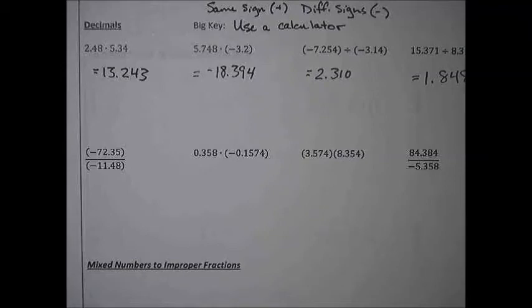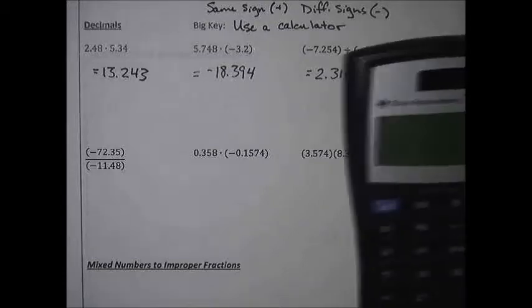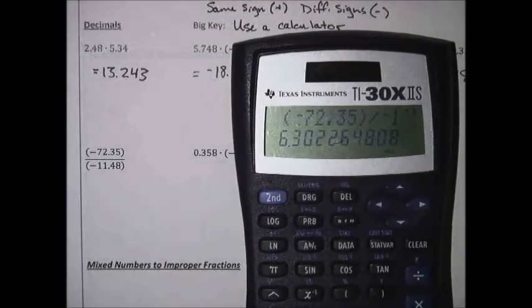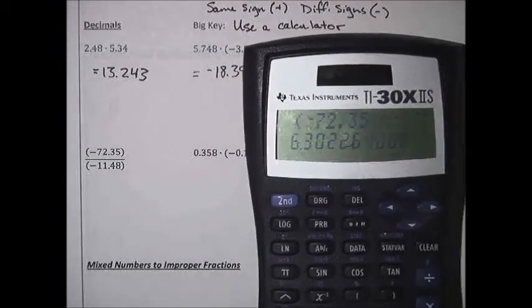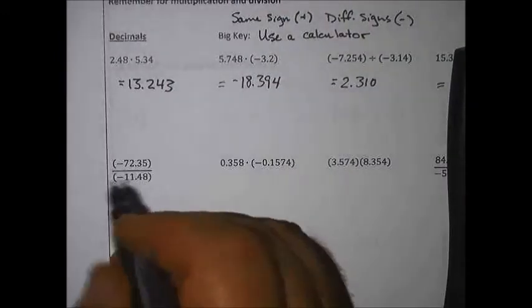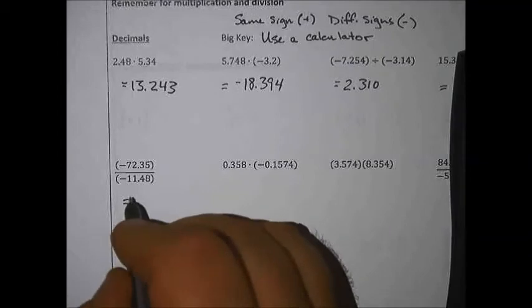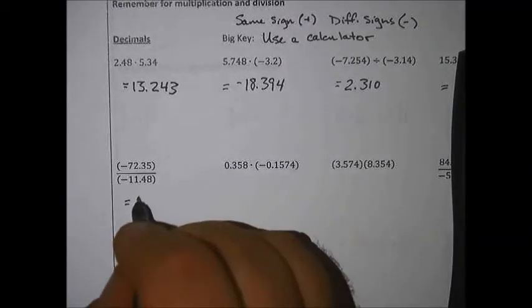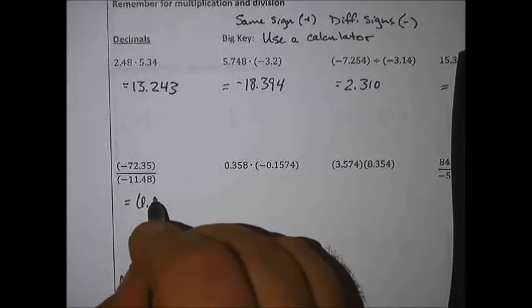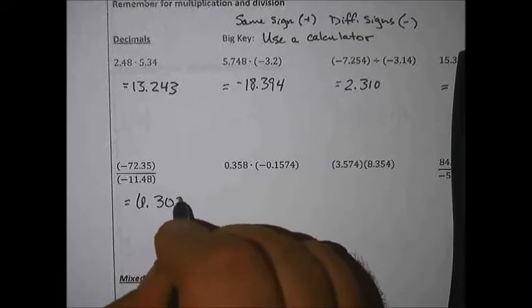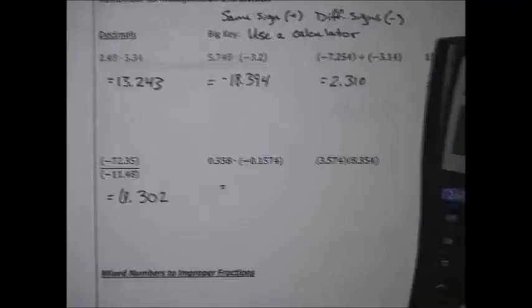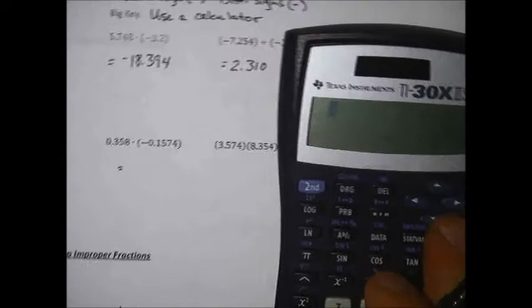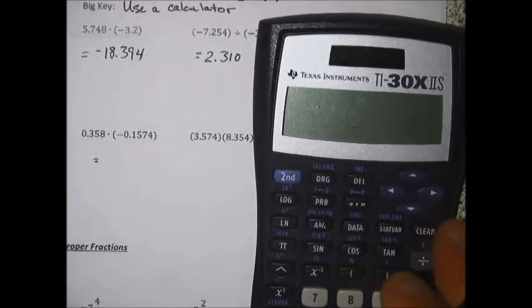So 11.48, and I get 6.3022. That last 2 tells me to keep the digit before it the same, so we get 6.302.